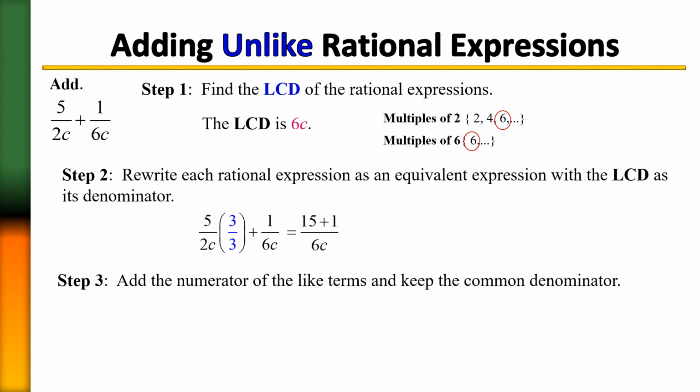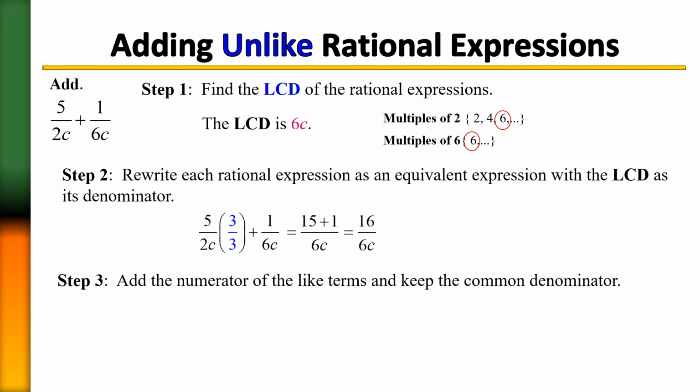Okay, so now you can go ahead and add them together. 15 plus 1 is going to give you 16 over your common denominator of 6C. Now we would be done at this point, except there is a common factor in the top and the bottom, so we need to cancel that out.